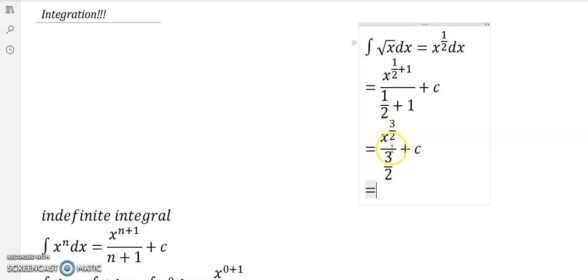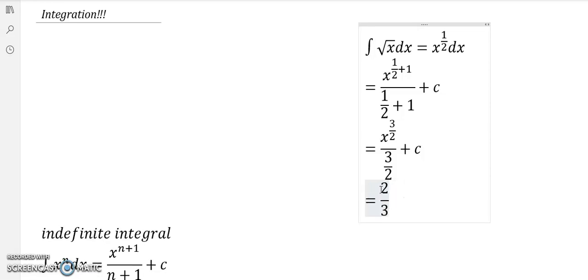Equal to, we can write it as x, or we can simply write it as 2 over 3 x to the power 3 over 2 plus the constant c.